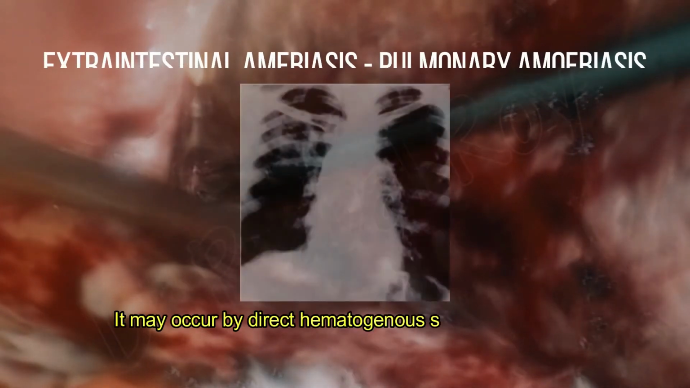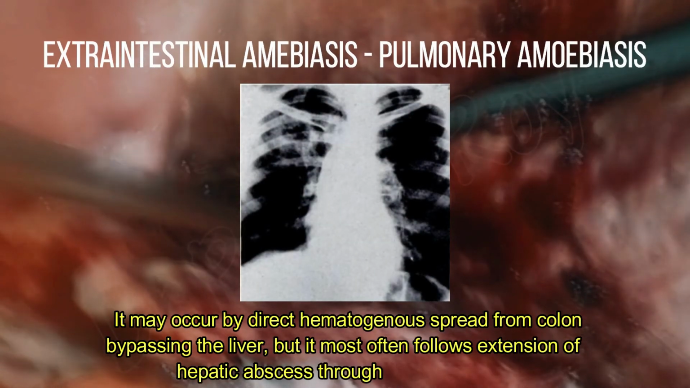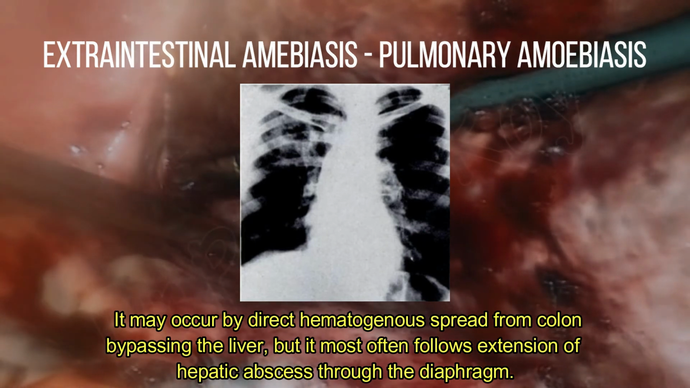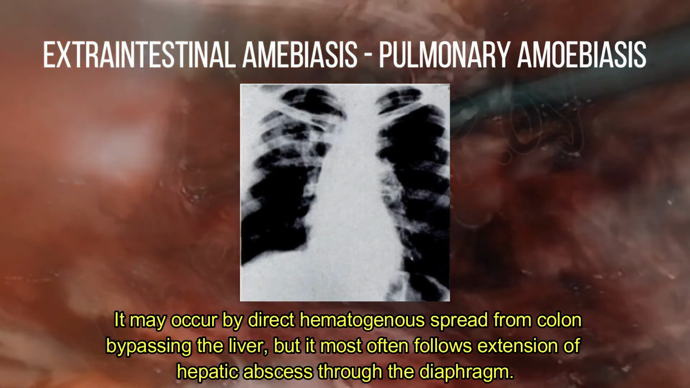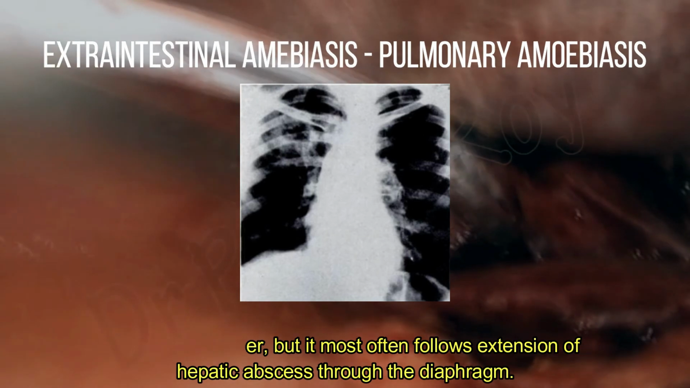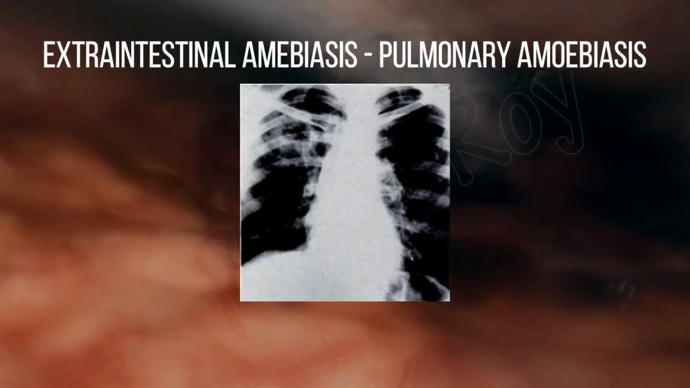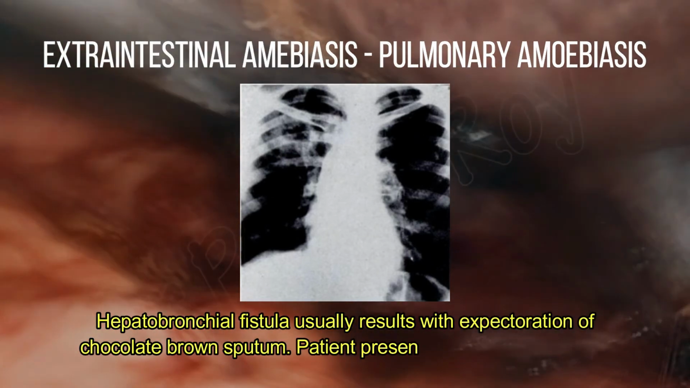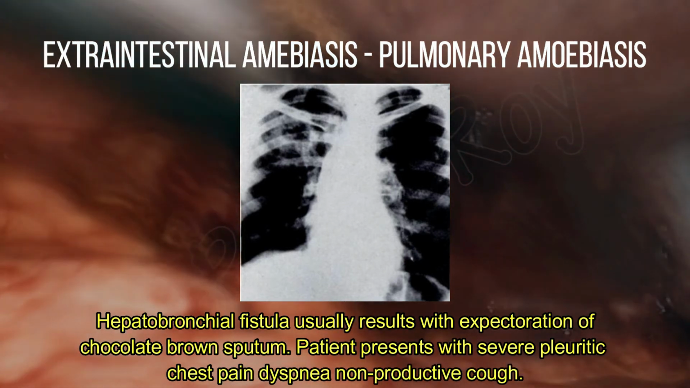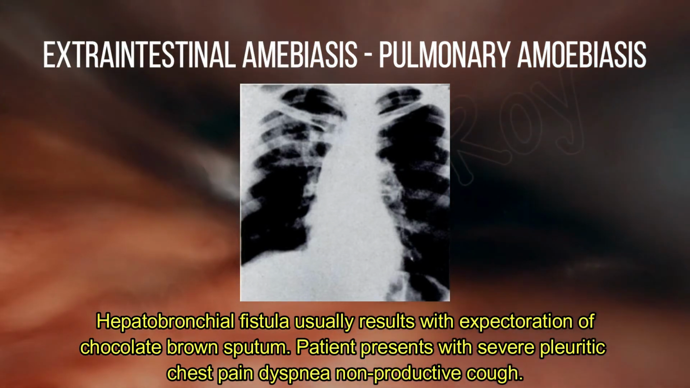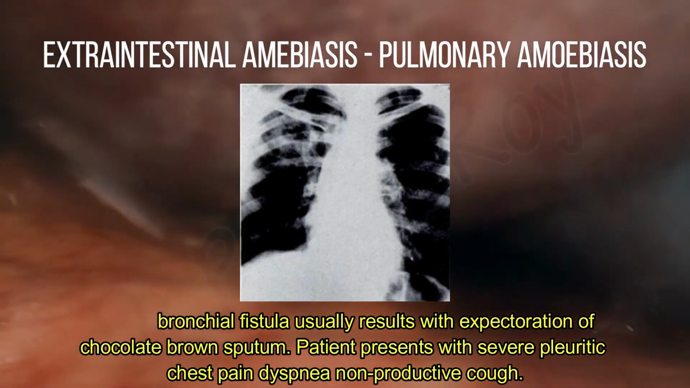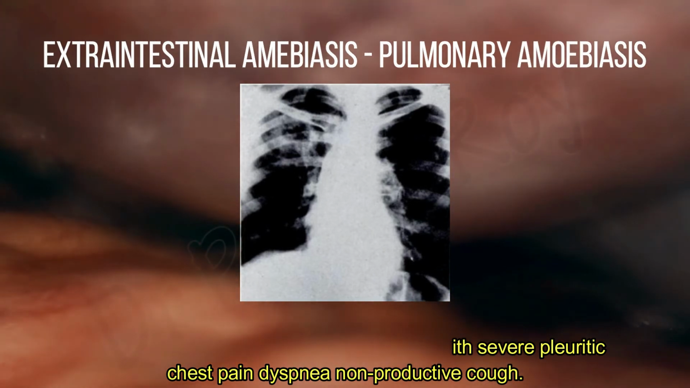Pulmonary amoebiasis may occur by direct hematogenous spread from the colon bypassing the liver, but it most often follows extension of a hepatic abscess through the diaphragm. Hepatobronchial fistula usually results, with expectoration of chocolate brown sputum. Patients present with severe pleuritic chest pain, dyspnea, and non-productive cough.